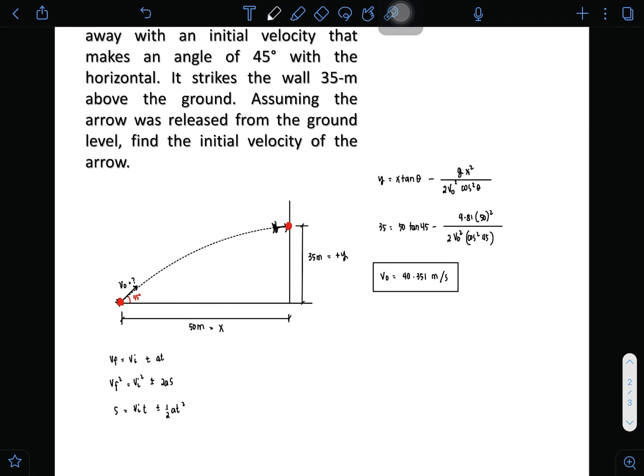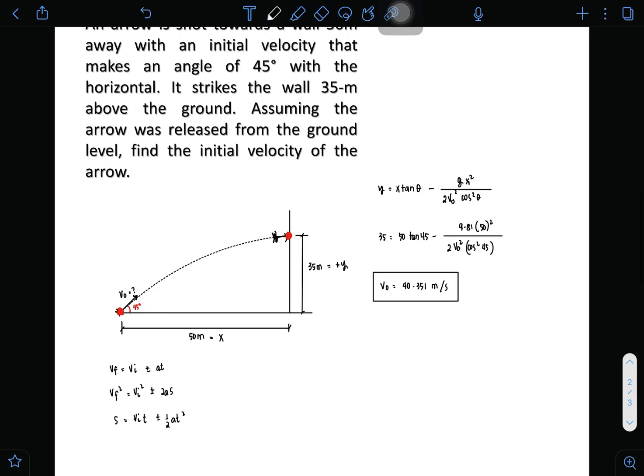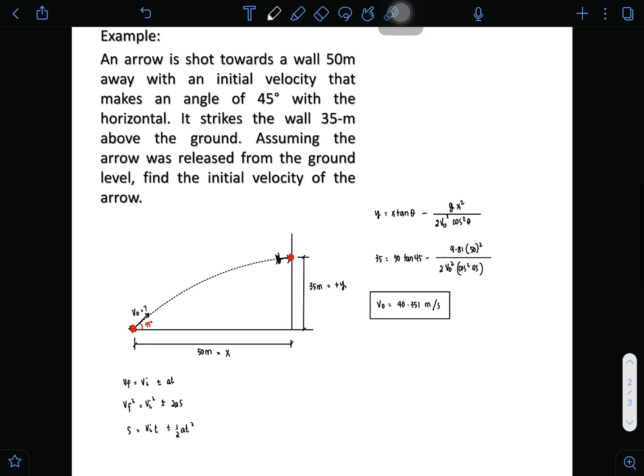I need not solve it anymore using this one, as I have already proven from the previous examples that we can use any of them, as long as we know how to manipulate the equations or formulas given. Okay?